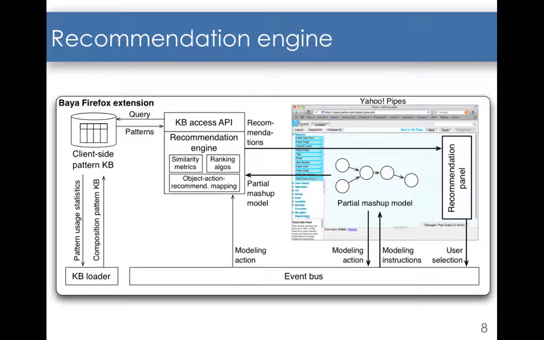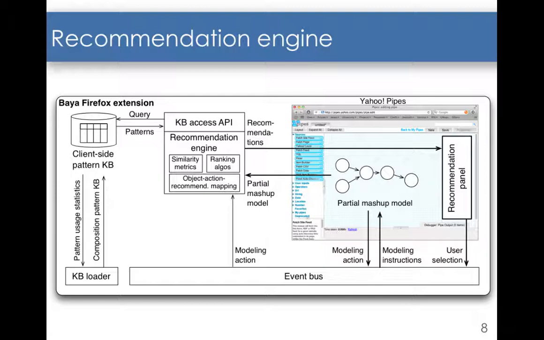On the client side, we have the interactive modeling environment, where the user can visually build their mashup models. Upon user's modeling actions on the mashup editor, the partial mashup, object, and action are sent to the Baya recommendation engine via event bus. Based on this information, the recommendation engine queries the client-side pattern knowledge base and retrieves the composition patterns. These composition patterns are ranked based on metadata like usage and are shown in the recommendation panel, from which users can select and use in their mashup models, as we have shown in our demo.